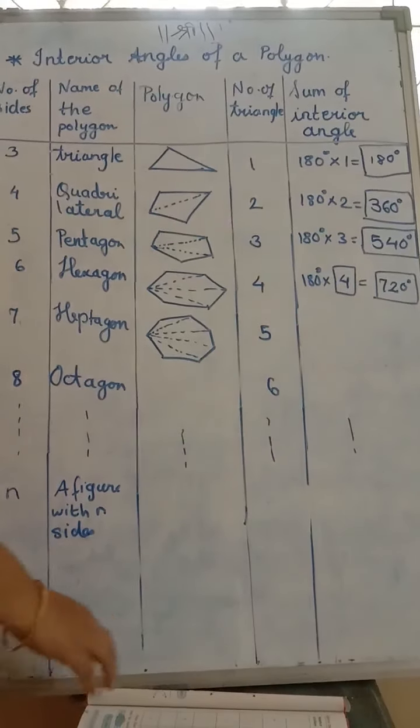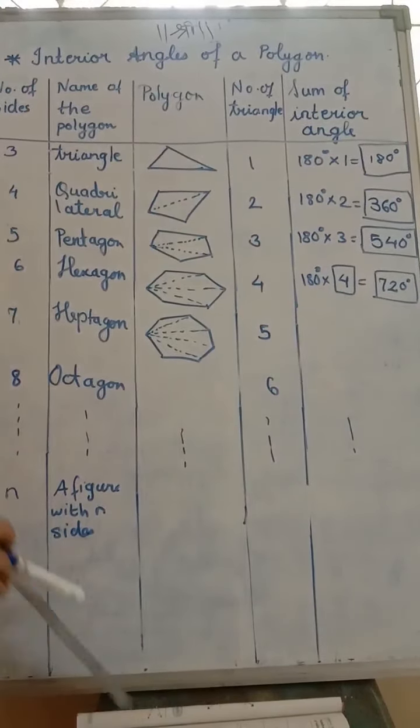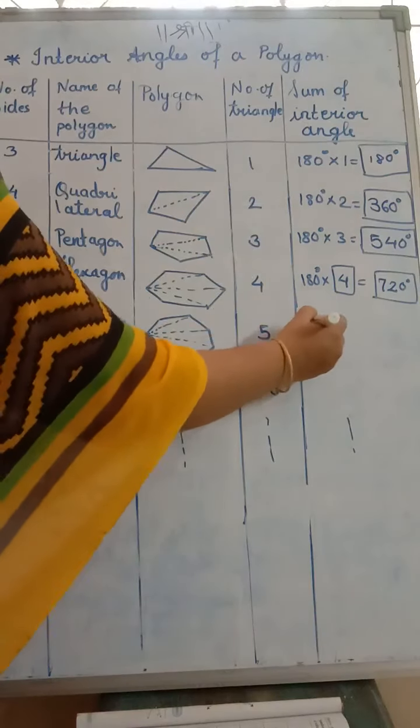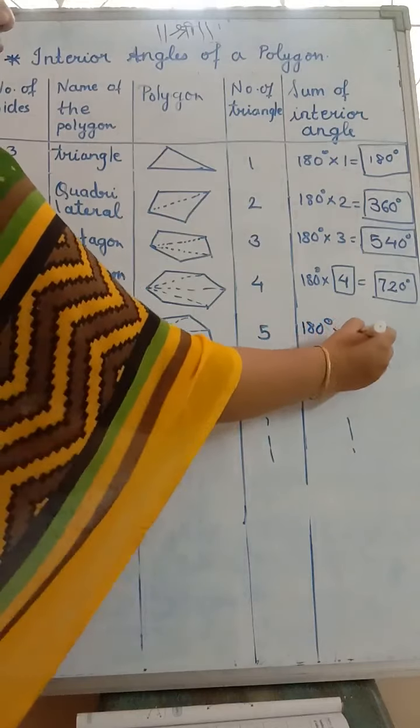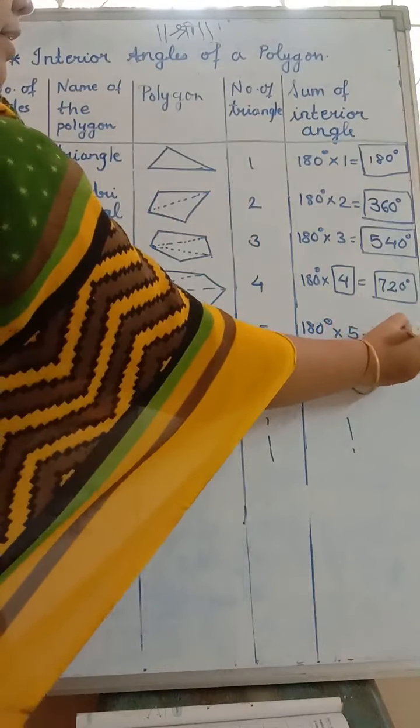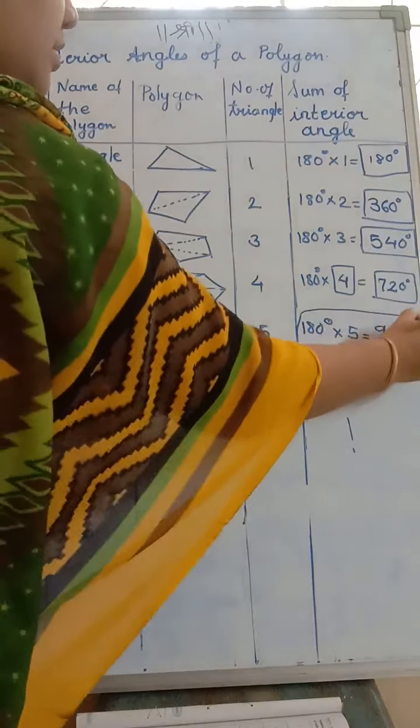Now look at the next figure, that is the heptagon. How many sides does a heptagon have? 7. If the number of sides is 7, then that polygon is called a heptagon. How many triangles are there? They have given us 5. See, 1, 2, 3, 4 and 5. So what will you write in the sum of the interior angles column? 180 degrees into 5 is equal to how much? 900 degrees. This you have to find out.